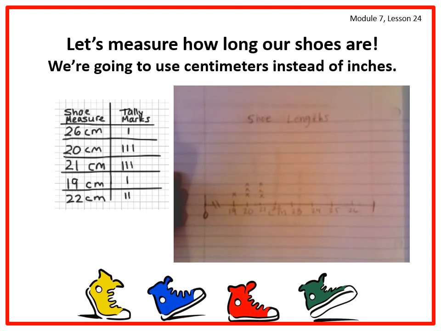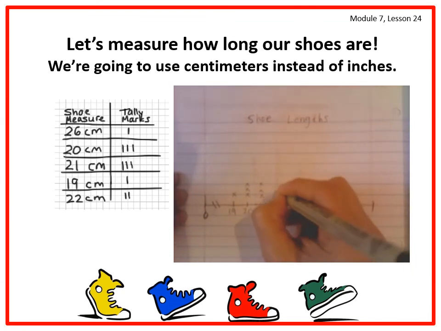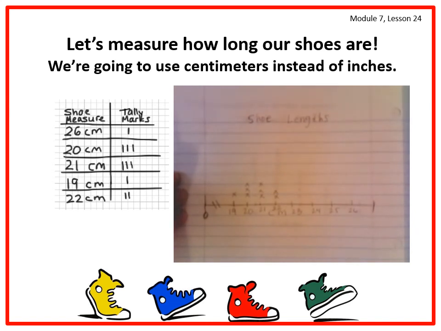23, 0. 24, 0. 25. Oh no, for 22 we have 2, right? My bad. 2. 23, 0. 24, 0. 25, 0. 26, 1. And now I am done. I don't like how that looks there, so I'm going to put it down here so we can see it better. Now we're done with our line plot, right?